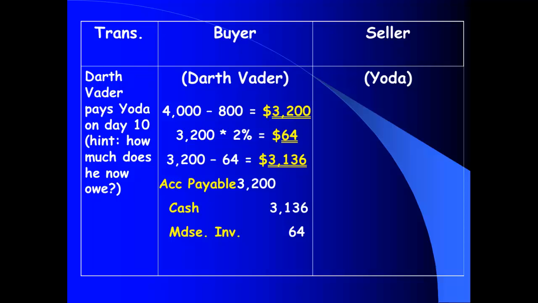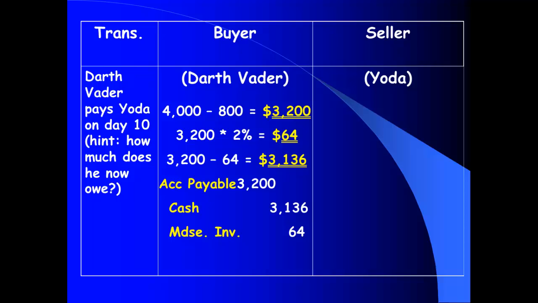Crediting inventory does what? Makes it go down. Do I have less inventory now? Well, no. But did my inventory cost me less? It did, because I paid in a timely manner and saved $64. So we credit merchandise inventory to make that asset account go down because we saved money. Okay, we want the asset account to reflect what we really ended up paying.